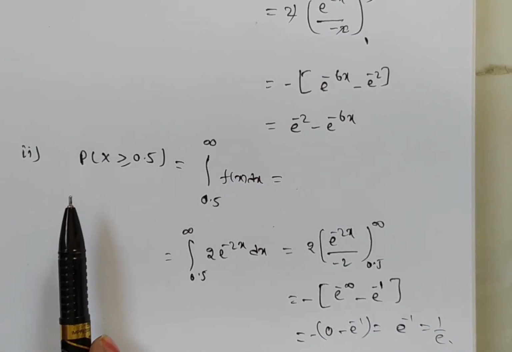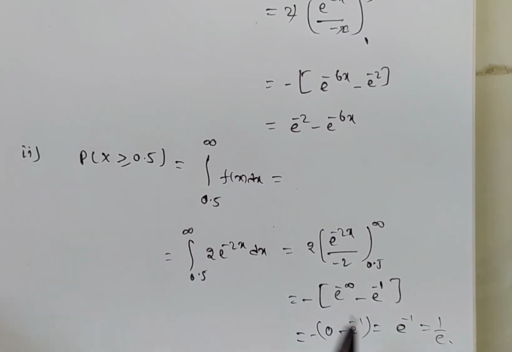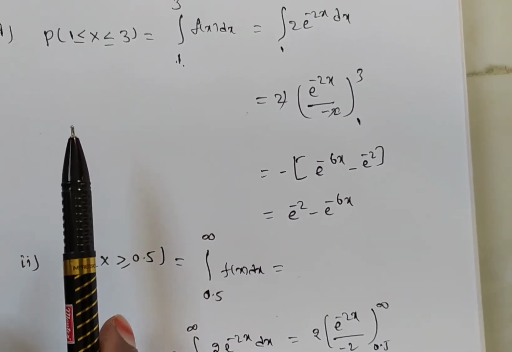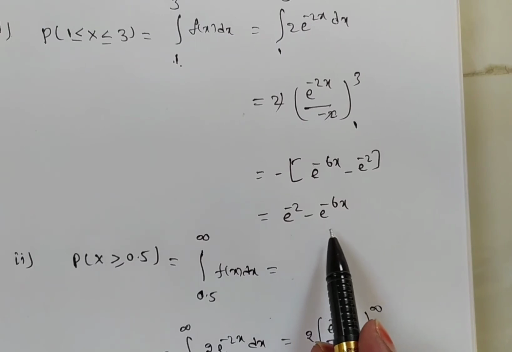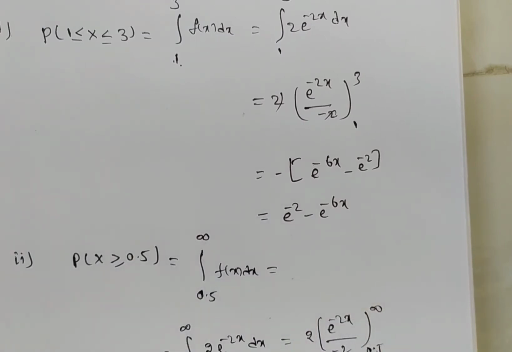So probability of x greater than or equal to 0.5 is 1 by e. Probability of 1 less than or equal to x less than or equal to 3 is e to the power of minus 2 minus e to the power of minus 6.